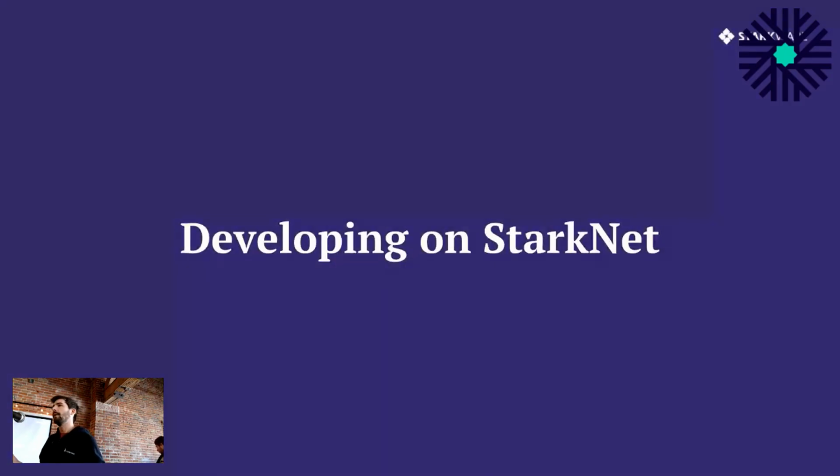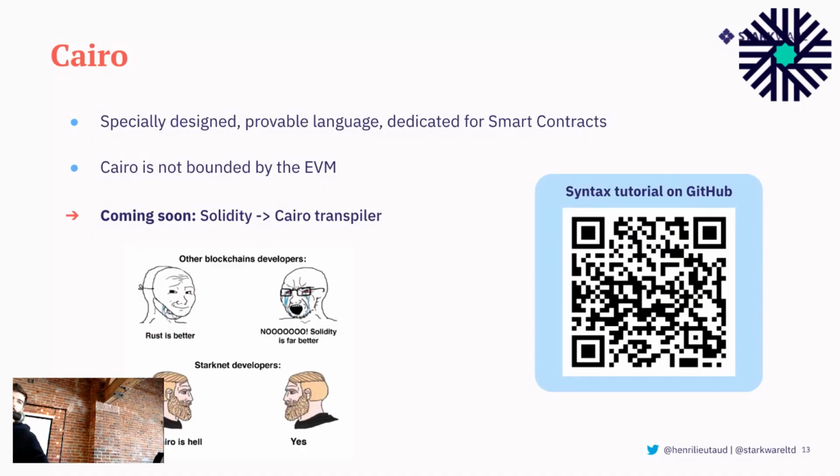Okay, so now let's talk a bit about the developer experience on Starknet. First of all, the thing you should know is that when you write smart contracts for Starknet, the native smart contract language for Starknet is Cairo. It's not Solidity. This is due to the fact that the architecture of Starknet makes you able to execute code that you can generate proof from.